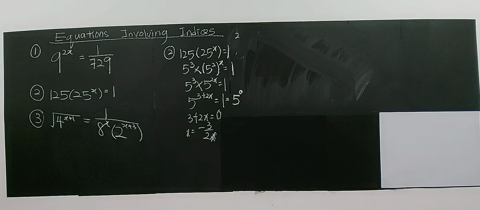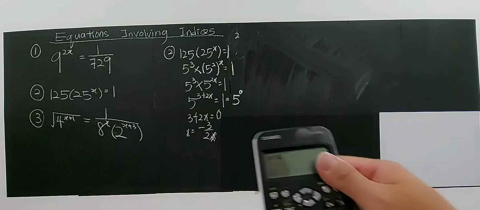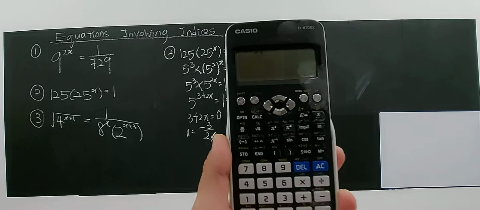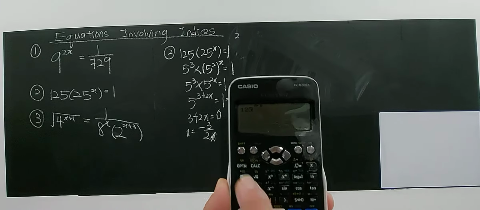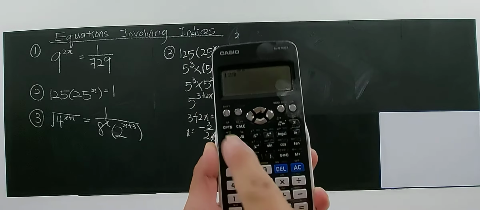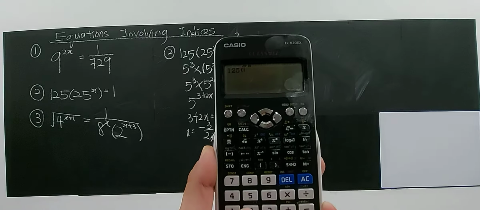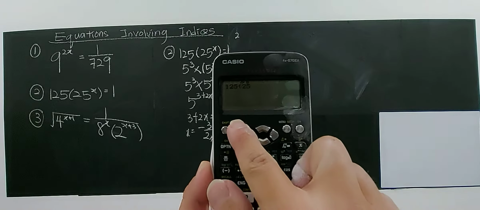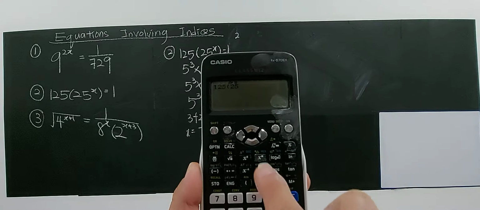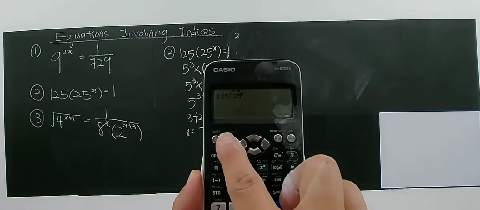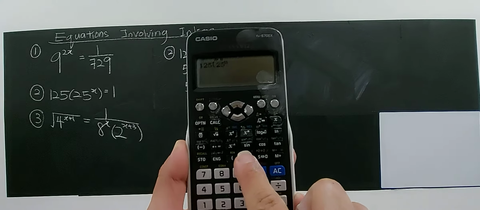Negative 3 over 2. You can also check your answer by using the calculator. I'll do it again, so if you're interested, you can study it. So 125, I key in 25, power, power of alpha x.